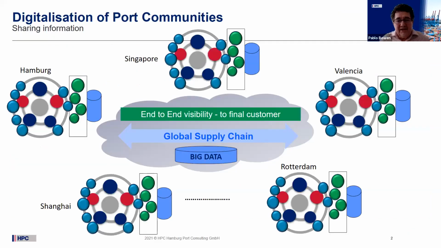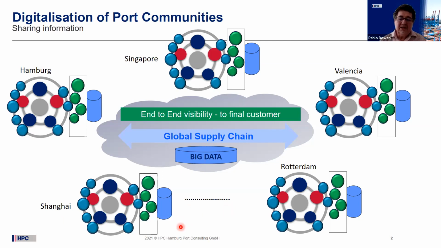What we can see here is what is happening right now in the world related with port communities. This is an example. Each of these pictures is like a port community. We are here in Hamburg. We have Singapore, Valencia, Rotterdam, Shanghai, and many others.